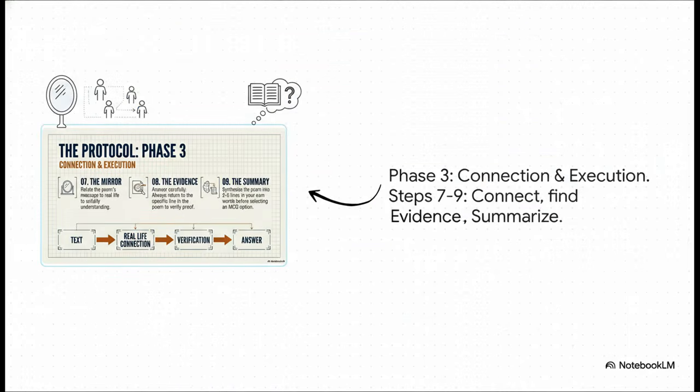And in our final phase, connection and execution, we get ready to answer. Step 7, the mirror, is where you try to connect the poem to real life. Step 8 is the evidence. This is super important. You have to find proof for your answer right there in the text. And Step 9, the summary, is where you quickly summarize the poem in your mind before answering.